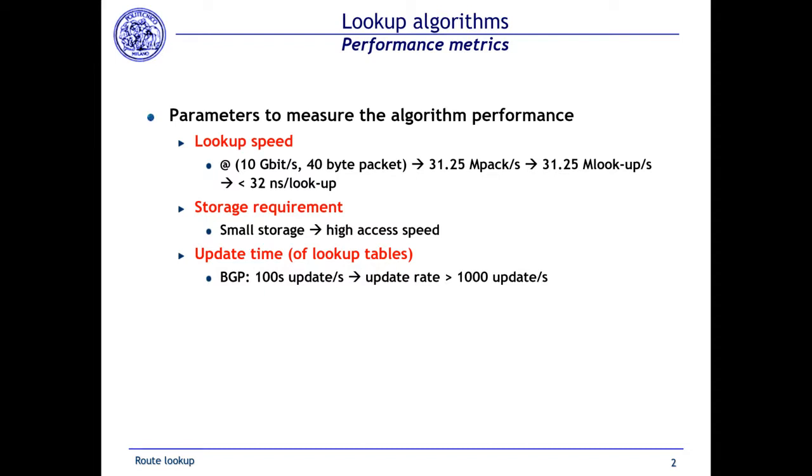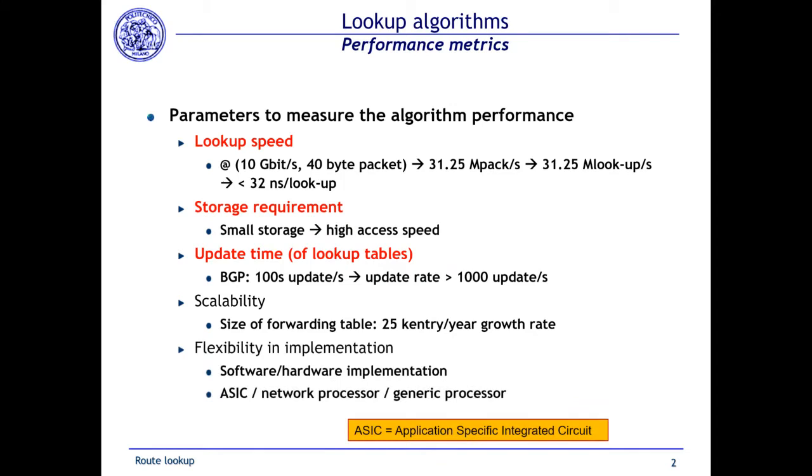So each of the algorithms that we will see will be characterized by these parameters. Then there are also other parameters, for example, the scalability. The size of the routing tables is quite large, but it is also increasing year after year. It has been estimated, for example, that each year the large routing tables in the core of the internet grow by 25,000 new entries. So this algorithm must be able also to operate on a very large amount of data.